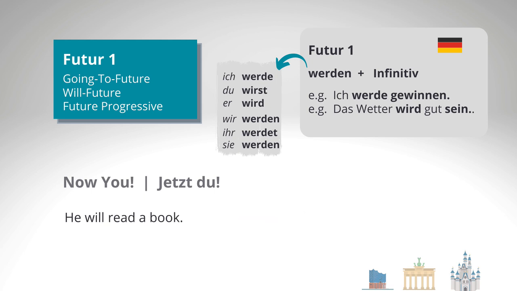He will read a book. To read in German means lesen. Lesen, and a book is ein Buch. With that in mind, please translate this sentence into German.